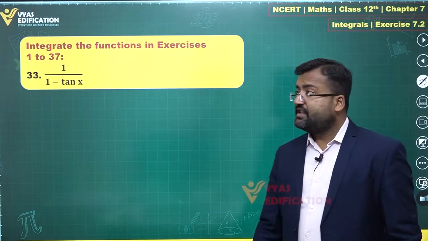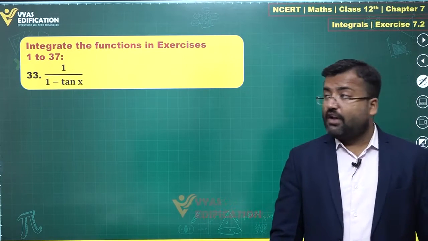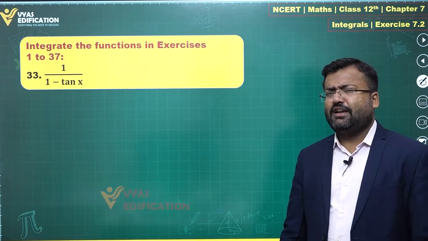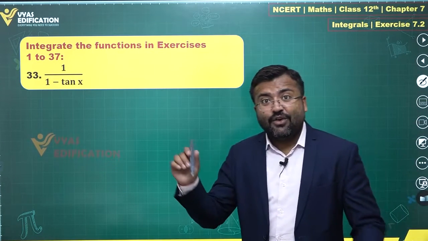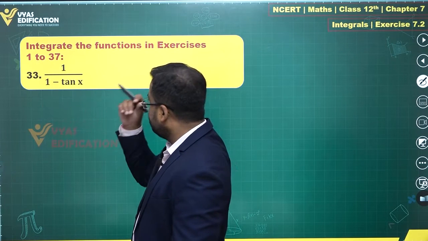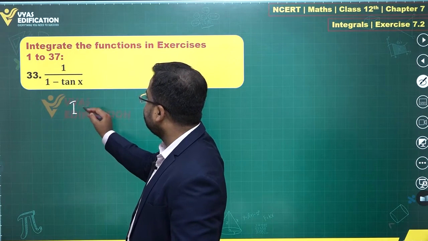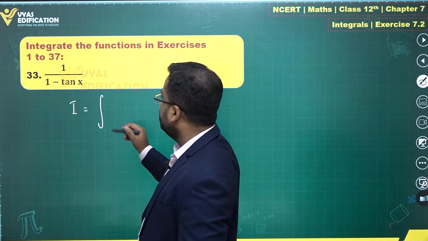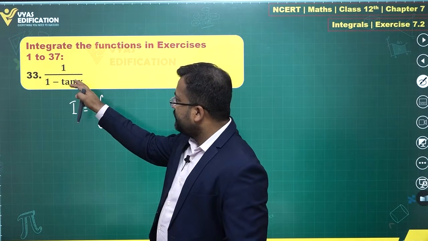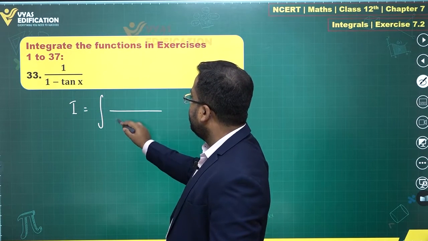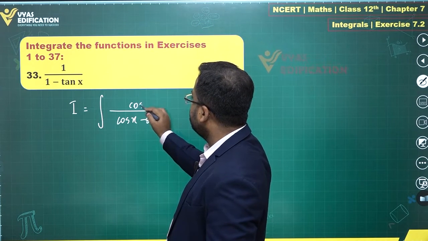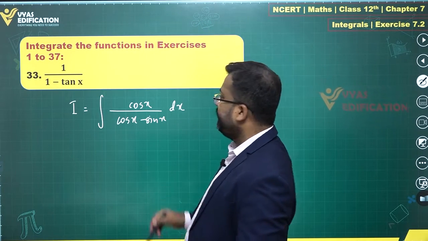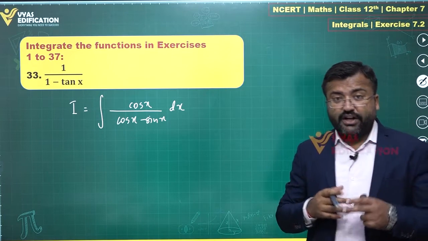The 33rd question says you have to integrate 1 upon 1 minus tan x. Okay, and just in the previous question we have seen an idea, yes. And we can use that idea over here as well to give us something very simple. Integral of, tan x can be written as sin upon cos. So, in the denominator it becomes cos x minus sin x, and this cos x will go over here, this becomes cos x dx, right.